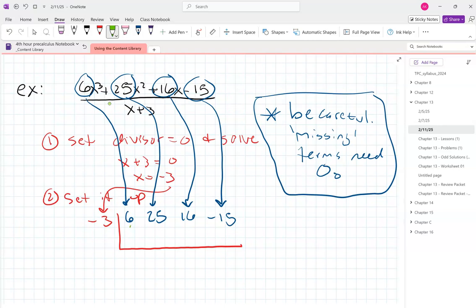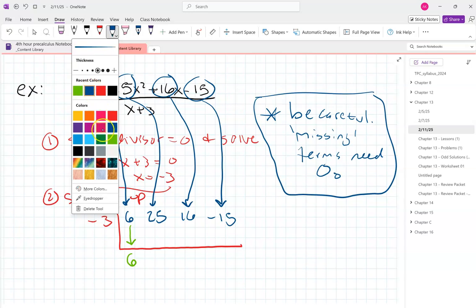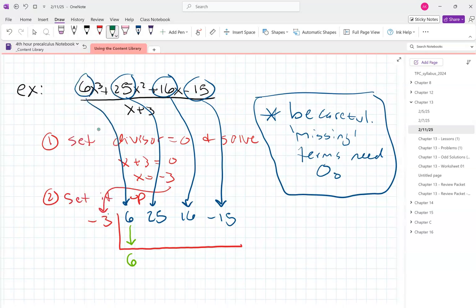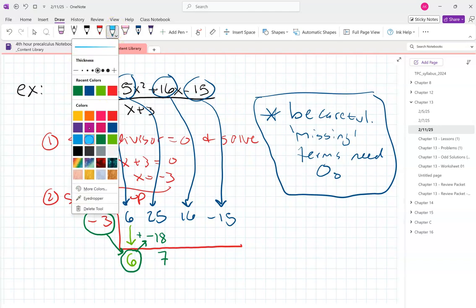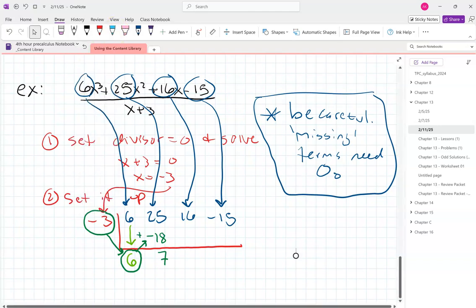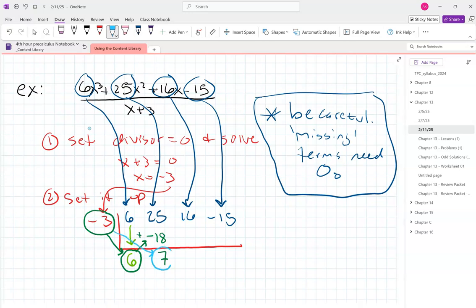So to do the synthetic division, the first step is we just bring this first number down. And then we're going to do divisor times this number below. Write the answer in the next open spot and then add down. And then I'm just going to keep repeating that process until I'm out of spots.